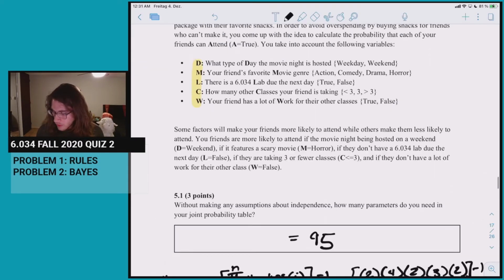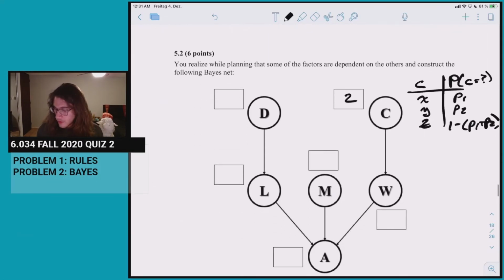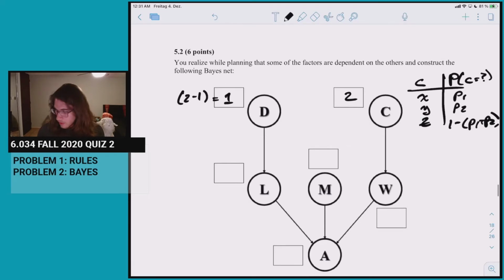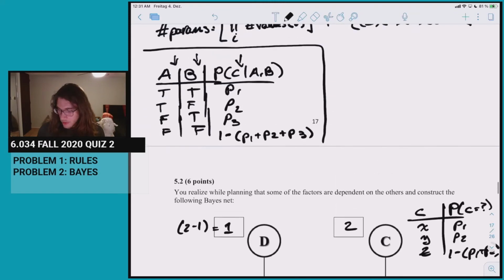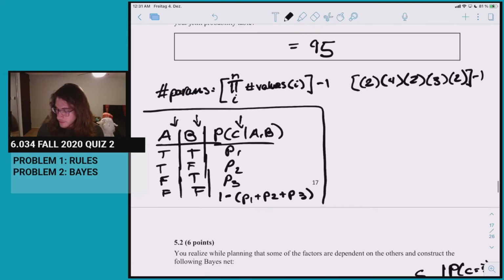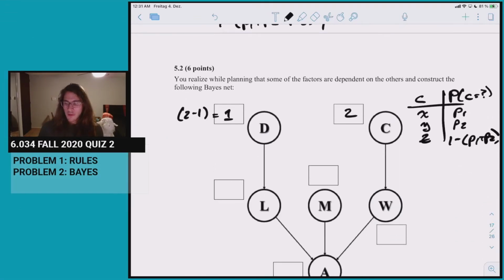And D, fortunately, has just 2 values. So in the case of D, the probability table would be P1 and then 1 minus P1. This is 2 minus 1, basically. Okay, let's see. Who else now? I'm going to go with M, because M has no parents either. And by the same logic, there are 4 possible values for M. The fourth value could be 1 minus the sum of the other 3. So this is 4 minus 1 equal to 3.